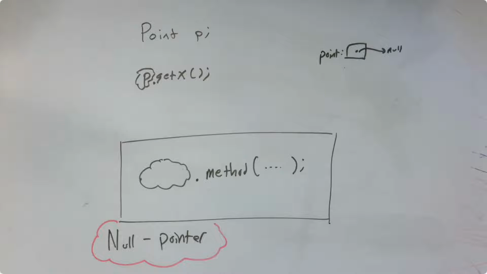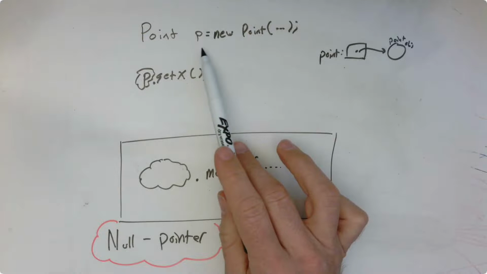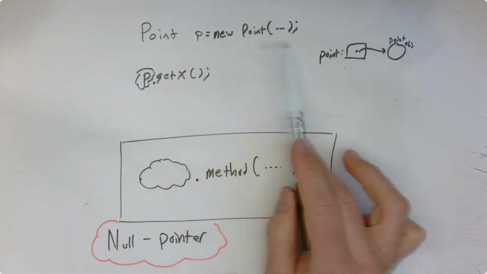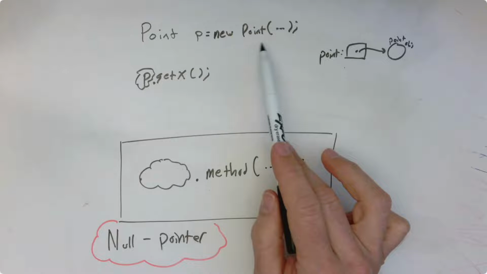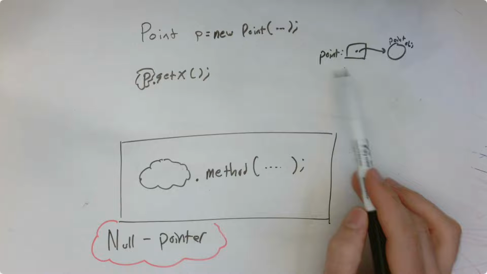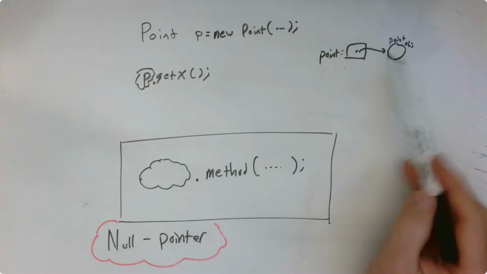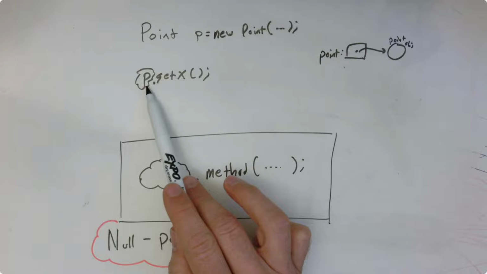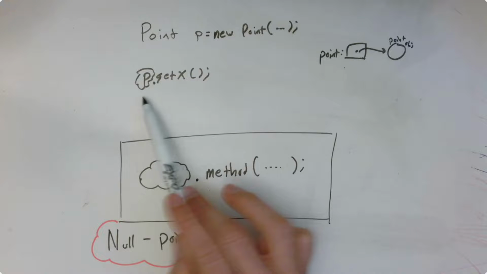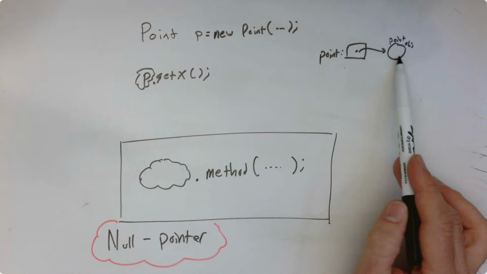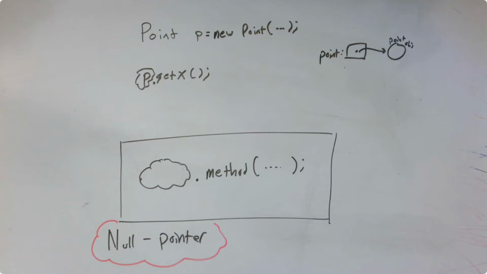So here's how you would typically fix it. If you actually initialize the variable using the constructor for the point object, you would create an instance. And so now the point variable contains a memory reference to the actual object that you've created. So then when you say p.getX, p follows that memory reference to your point object, and then the point object runs the getX method.